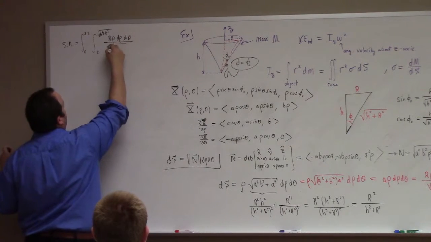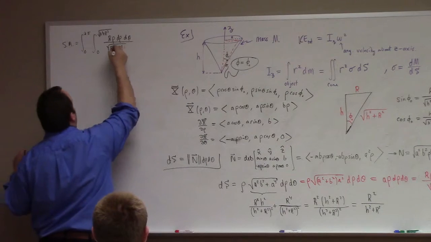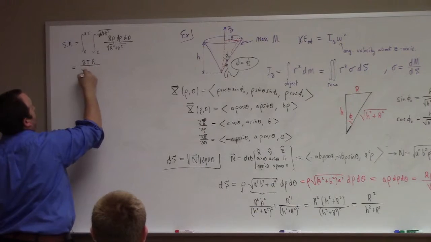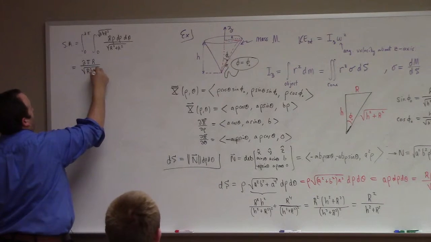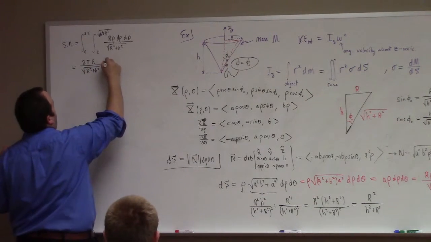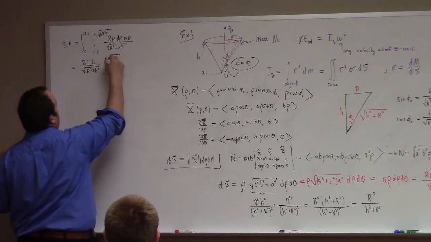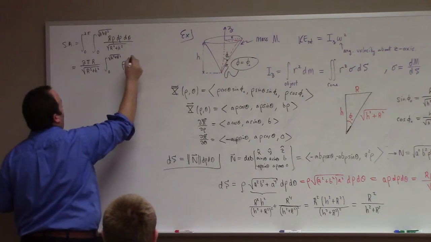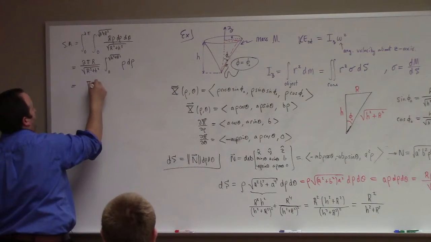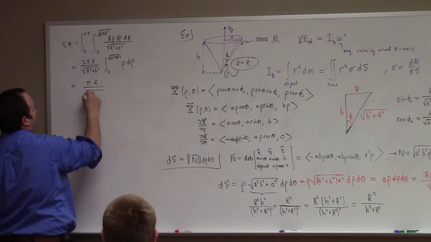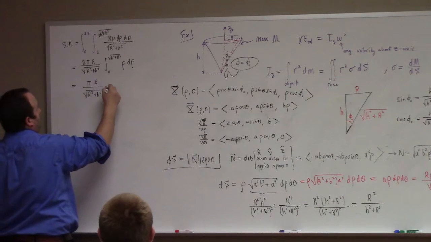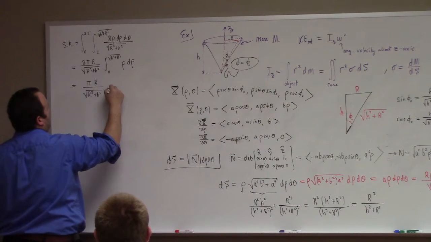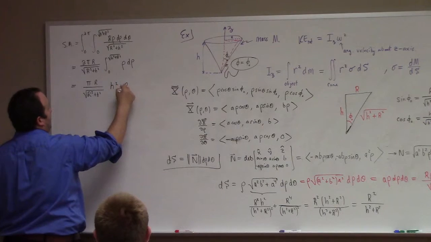Now, thankfully, the r and this h are constants, right? So I can just pull those out, and I've got myself a 2 pi r over the square root of r squared plus h squared, times the integral from 0 to the square root of r squared plus h squared of rho d rho, which is going to give me pi r over the square root of r squared plus h squared, times, well, h squared plus r squared. Now, where'd the half go? Did you guys see what I did?